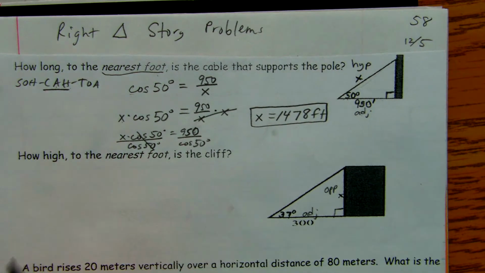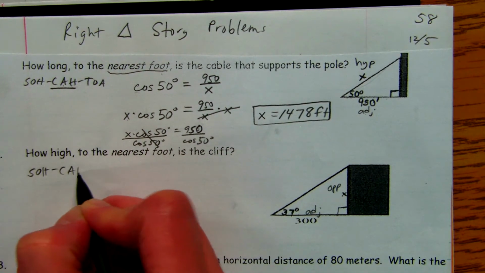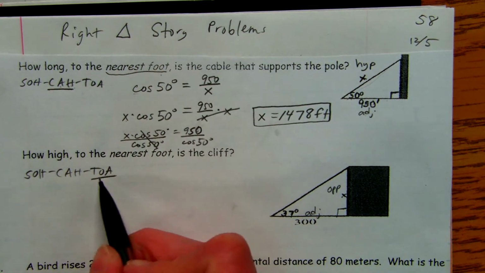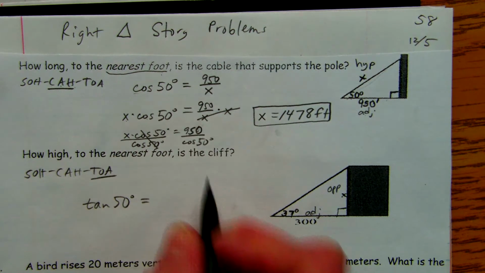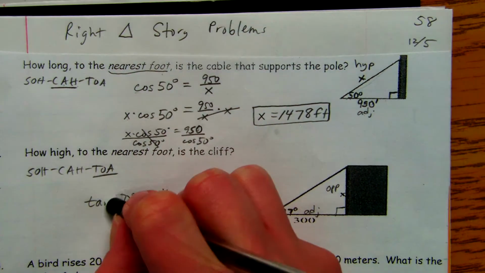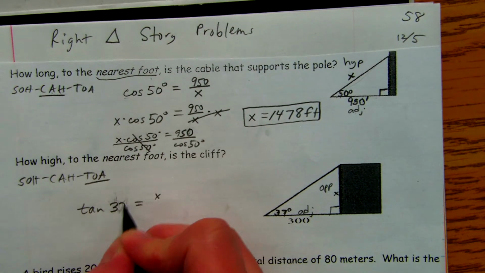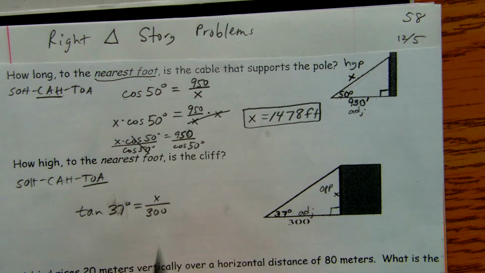So if we're thinking about tangent, good. Okay, glad you guys remember the song. That's good. So tangent is right there. So tangent of 37 degrees is x over 300. You guys are distracting me. You need to be quiet. Look at what you did.